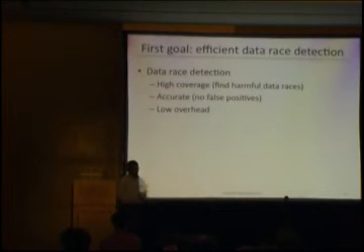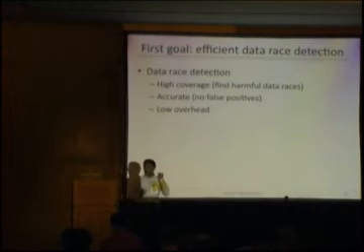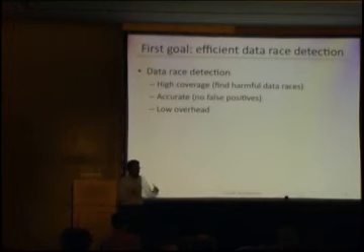The second thing we want is for the tool to be accurate. We don't want it to give us a whole bunch of false positives, because that costs us time going through these lists of bugs. And finally, we want it to run with low overhead so we can find the maximum number of bugs in our program in the limited amount of time that we have for testing.